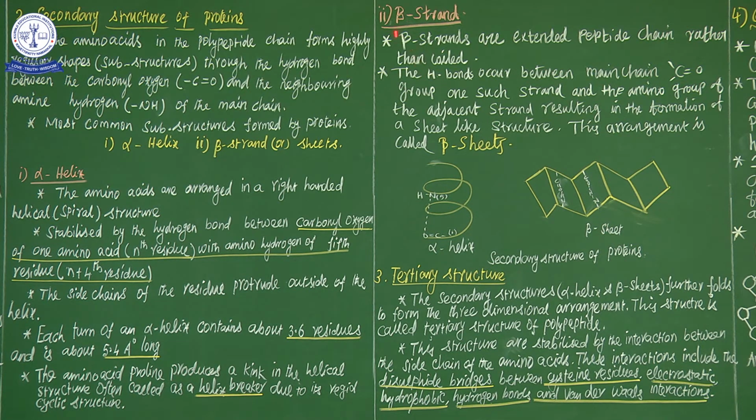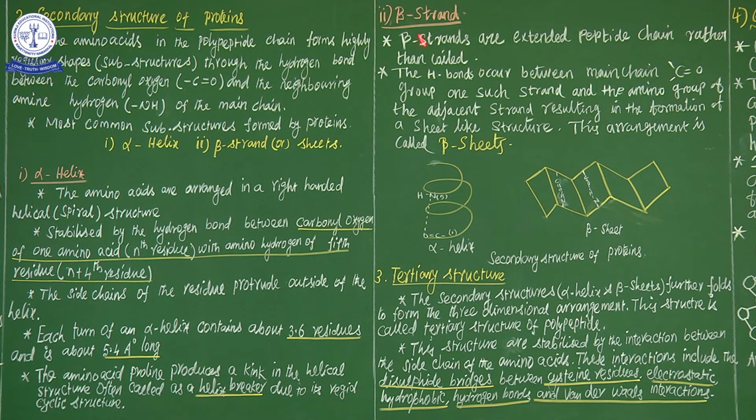The next one is beta strand. So in secondary structure, two substructures are present. One is alpha helix, the other one is beta strand. How is the alpha helix present? A helical structure, a right-handed helical structure. That helical structure is stabilized by the formation of hydrogen bonds. What are these dotted lines? Hydrogen bonds, which are formed between the carbonyl group of one amino acid and the NH group of the fifth amino acid.